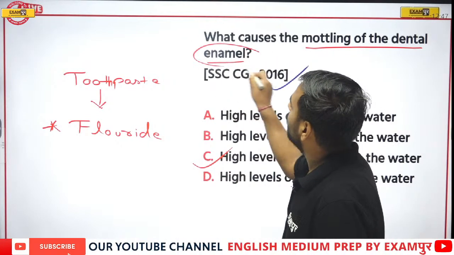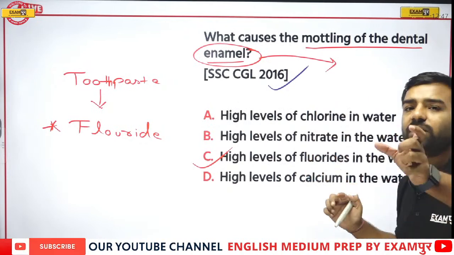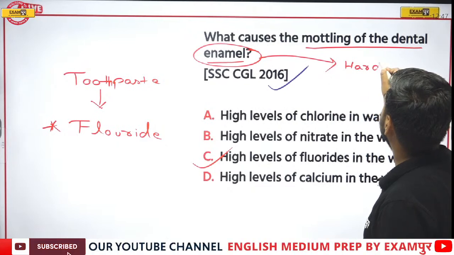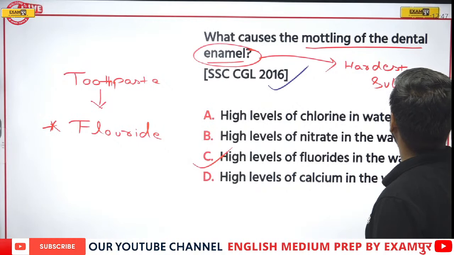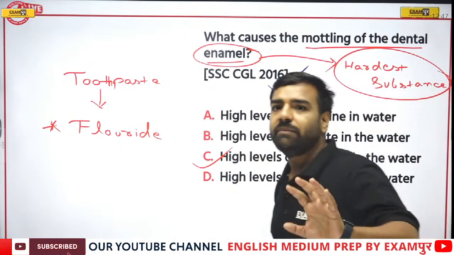Remember enamel? What is enamel? It is the covering which is there on the teeth, and this is the hardest substance. This is actually the hardest substance. Fine. So yes, this is the important one. Do not forget, enamel is the hardest one.